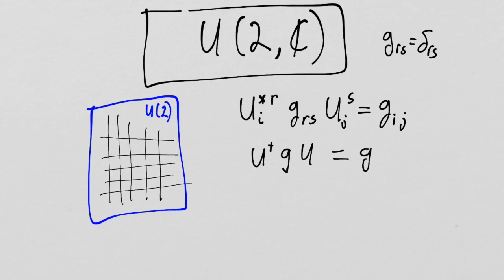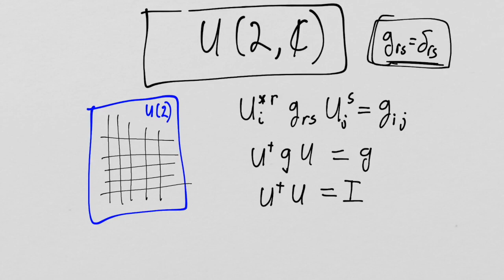It has to preserve the metric, right? But it's preserving a specific metric. It's preserving the metric with ones all down the diagonal, right? So the beauty of this is we just have to write U Hermitian conjugate U equals I, and that's because we're choosing this particular metric.